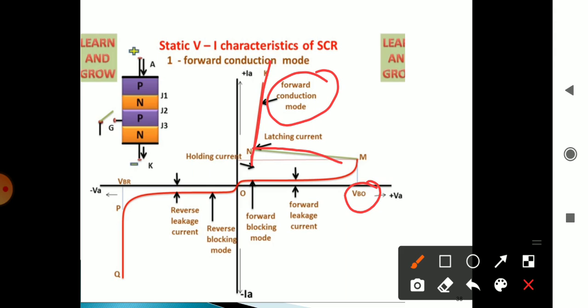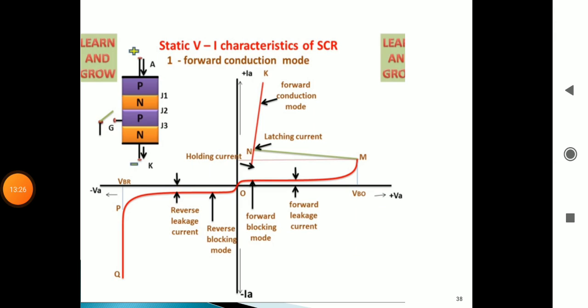If we keep on increasing the voltage, what happens? At the forward breakover voltage, the junction J2 will break down and start conducting. When it starts conducting, the voltage will suddenly reduce to a minimum value and current will start to increase. We are applying a positive voltage, and for that reason this is the forward conduction mode.